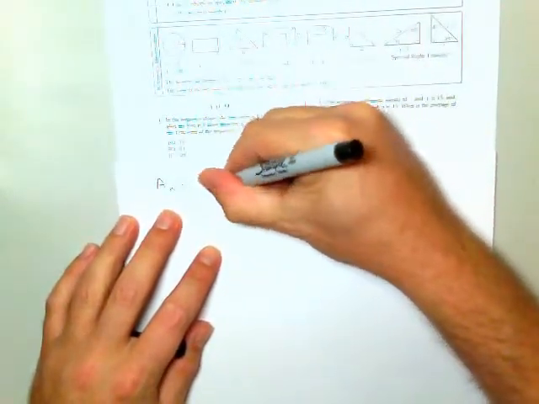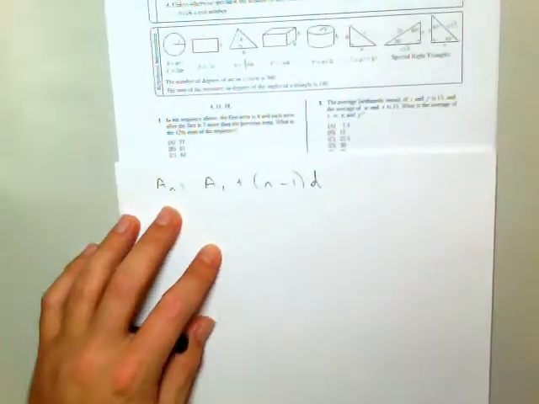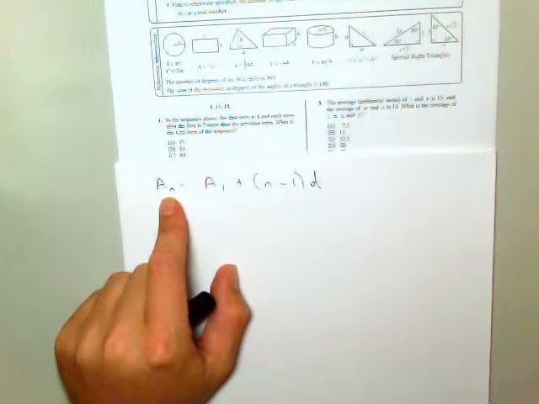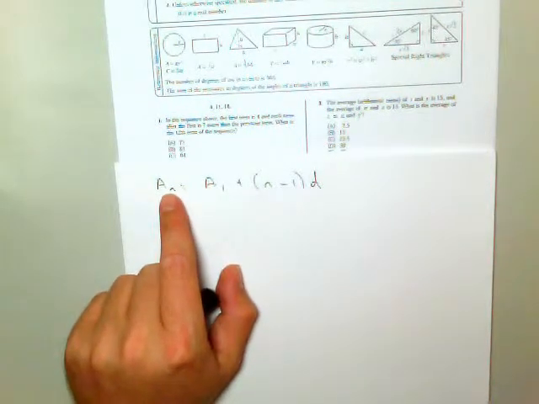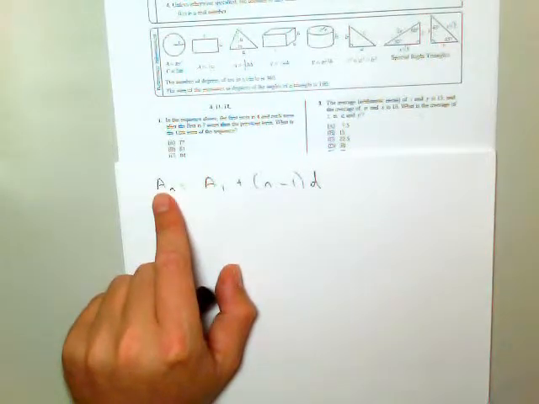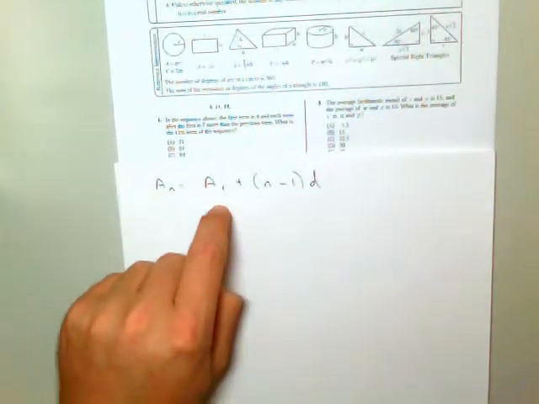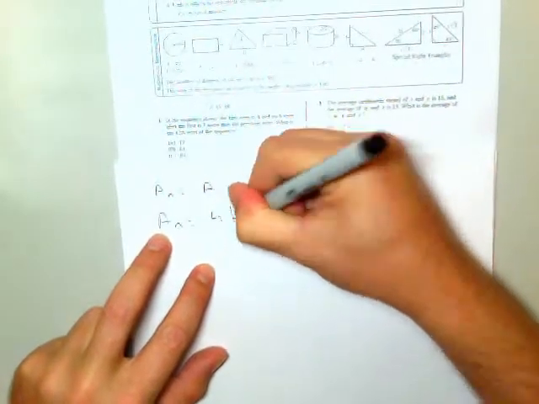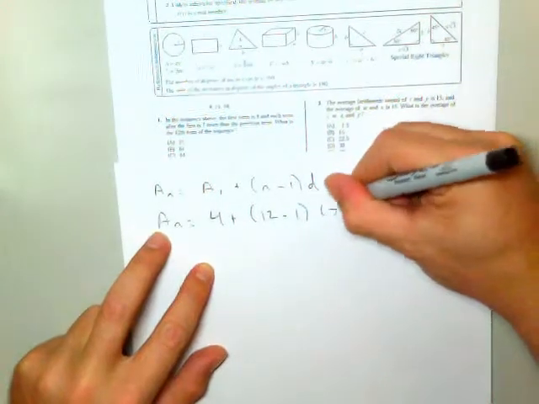a sub n equals a sub 1 plus n minus 1 times the difference, where a sub 1 is the first term, a sub n is the nth term, and n is the number of terms. We want the 12th term, so n equals 12. The difference, d, is 7. A sub 1 is the first term, which is 4. A sub n equals 4 plus 12 minus 1 times the difference of 7.